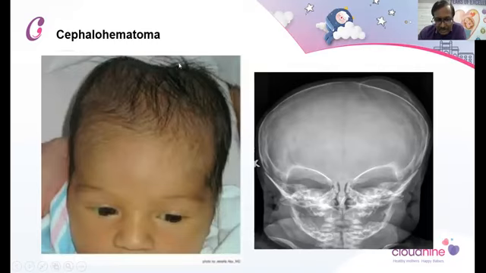You can see the 2 cephalhematomas here, and that will predispose to jaundice. You can see this baby is also a little bit yellow, and most of the times this cephalhematoma will disappear. You need not do anything. But sometimes, especially if it is a big one, it may get calcified, and parents will tell that the head shape is also abnormal. So that calcified cephalhematoma may persist for a few months. You can see in this X-ray. This is the calcified part of the cephalhematoma.